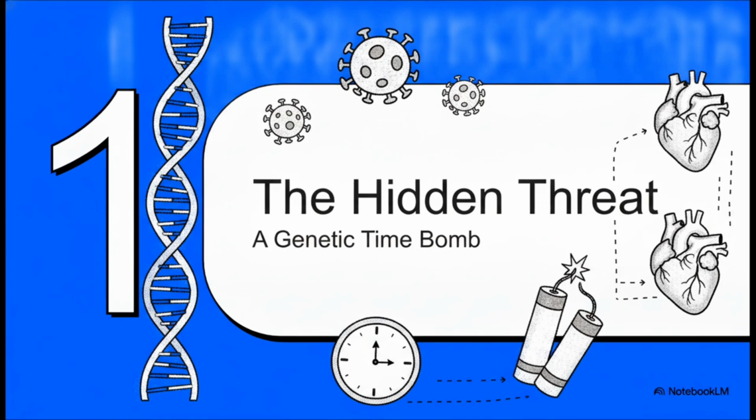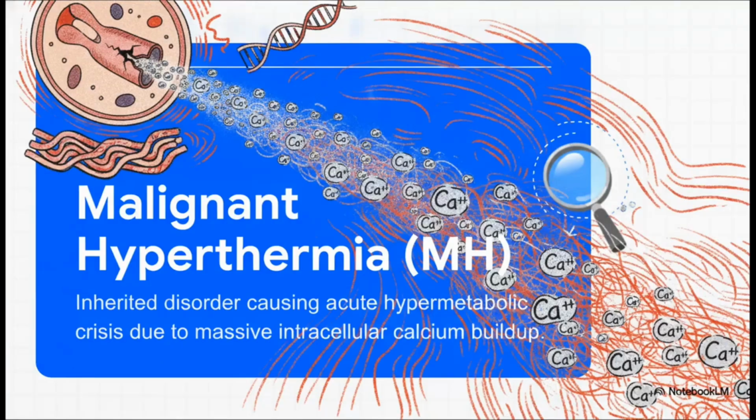Section 1. The hidden threat. A genetic time bomb in the OR. Okay, so the absolute crucial point here is understanding the underlying mechanism. Malignant hyperthermia, or MH, is an autosomal dominant inherited disorder. Basically, there's a defect in the sarcoplasmic reticulum inside the patient's muscle cells. When that patient is exposed to certain anesthetic drugs, there is a massive reduction in calcium reuptake.